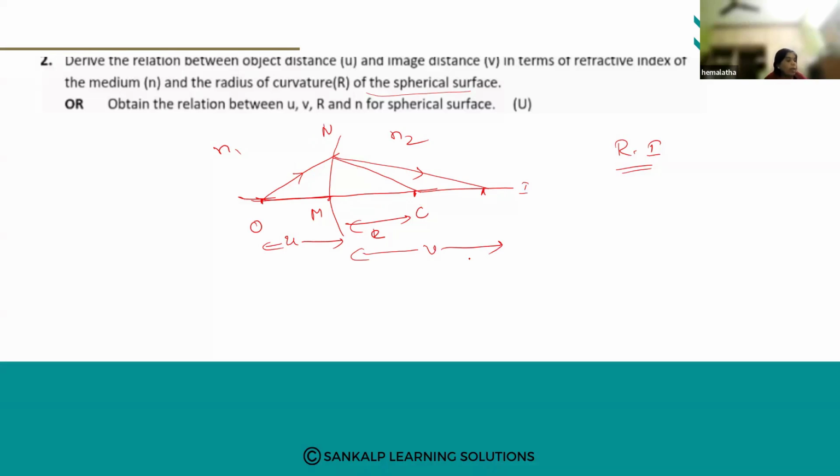Now what do we have to do? So you have to consider two triangles. Okay, which are those triangles? From this we have to consider triangles and we have to define the tan theta. Why? Because it is like this, right? So this is the refracting surface of a spherical mirror.